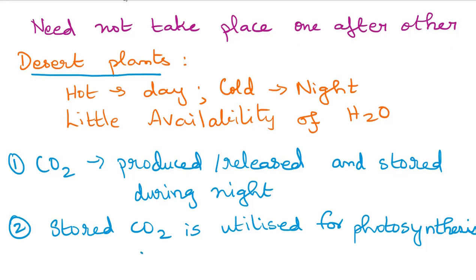During the day, stomata cannot be kept open because loss of water will be more as the temperature is going to be higher during the day. So in such cases, the desert plants will release and store the carbon dioxide during the night time, and it is utilized during the daytime whenever sunlight is available.